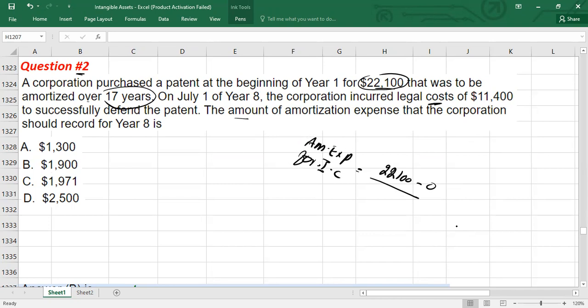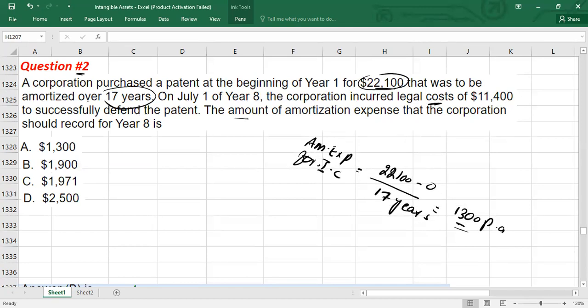Divided by the shorter of useful life or legal life. Legal life is also not given, so simply we will divide by the useful life, which is 17 years. So let's see how much amortization you will get for 1 year. 22,100 divided by 17, you are going to get 1,300 amortization per annum.